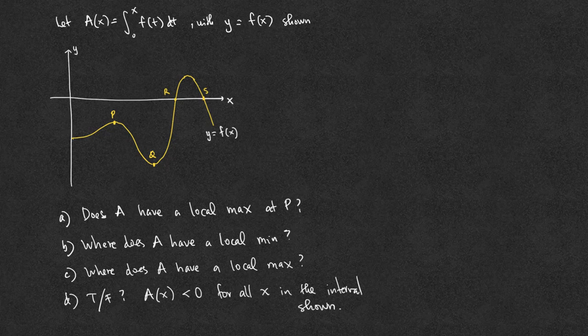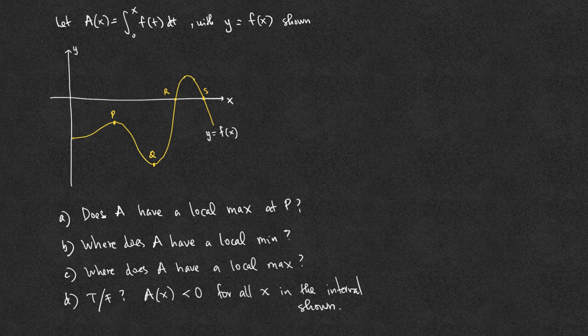Let A of x be the integral from 0 to x of f of t dt, with y equals f of x shown. Does A have a local maximum at P? Where does A have the local minimum? Where does A have a local maximum? And true or false: A of x is less than 0 for all x in the interval shown.